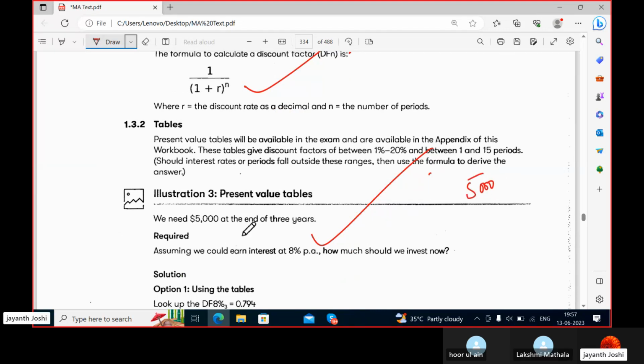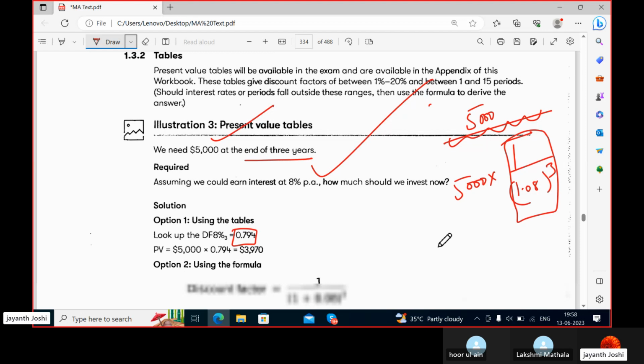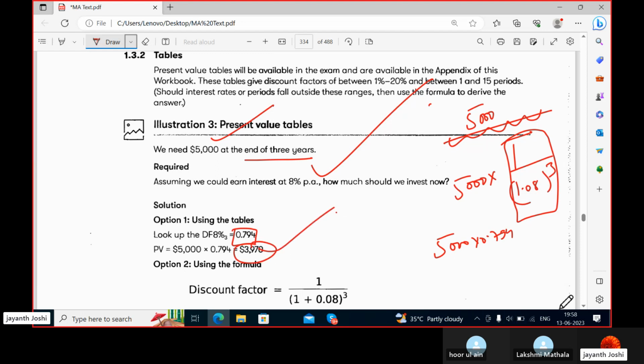Yeah, we will see. 5,000 is the future value. You'll get after 3 years this much. We'll write it like this: 5,000 into 1 by 1.08 whole power 3. So this will give you the factor. The factor would be 0.794. So 5,000 times 0.794 will give you 3970. Okay.